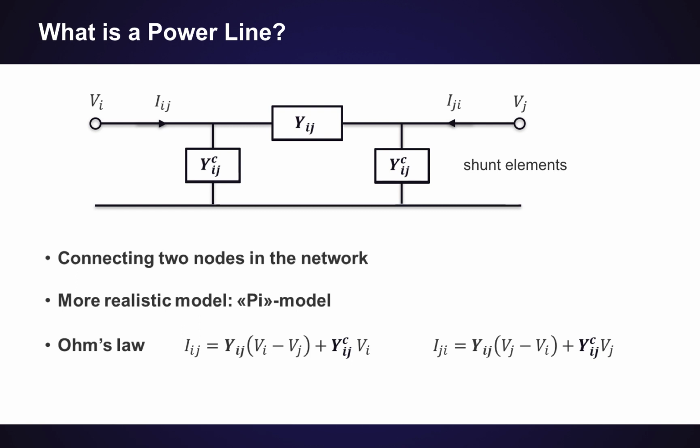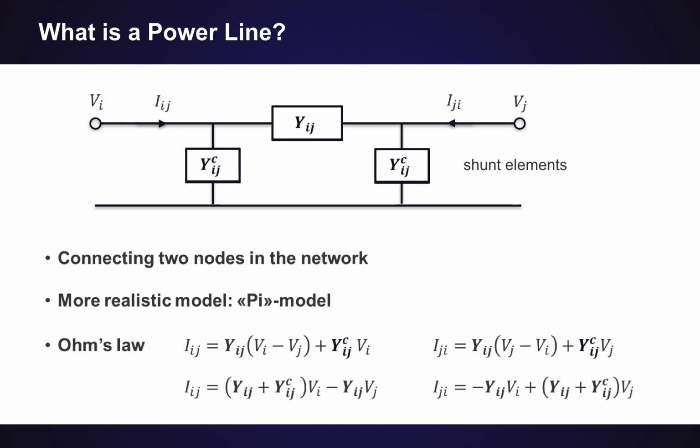So these are called the shunt elements. And the way they enter into Ohm's law is shown down here. So essentially we are just adding Yijc times the voltage at node i on one end, and now we also see Yijc times the voltage Vj at the other end. And what we see here now is that the current might be different at the different nodes flowing into the line, and that's because it might flow through the shunt elements to ground.